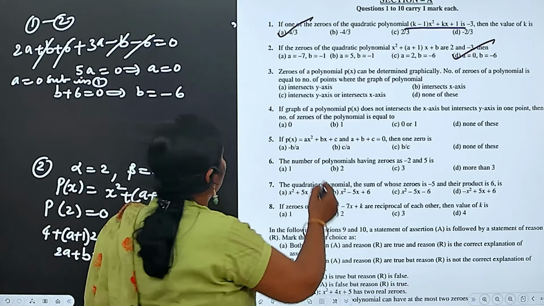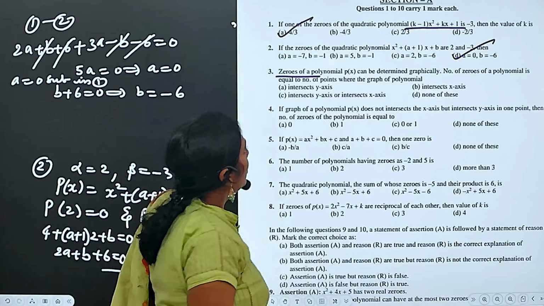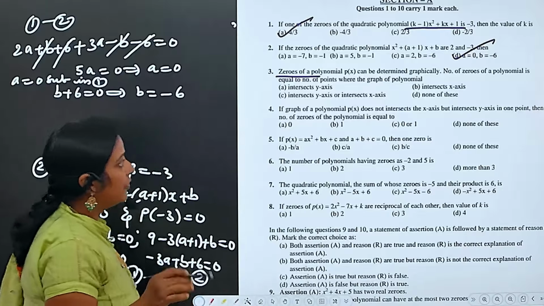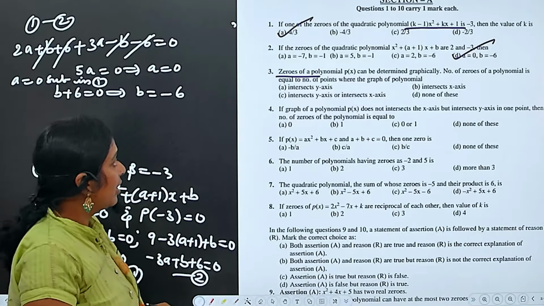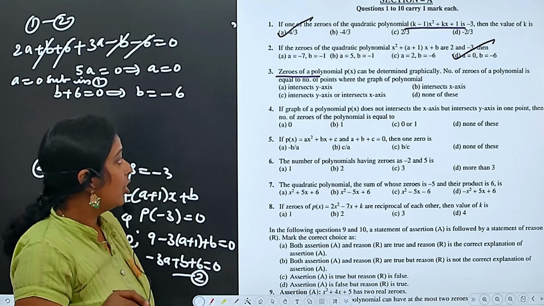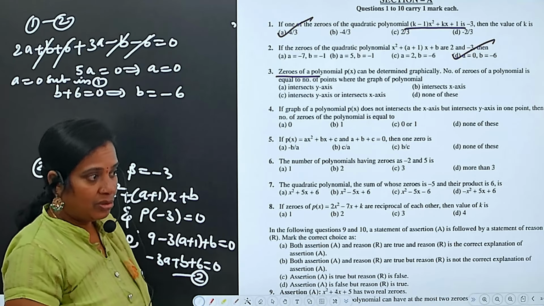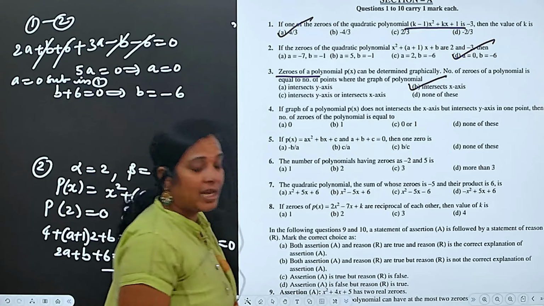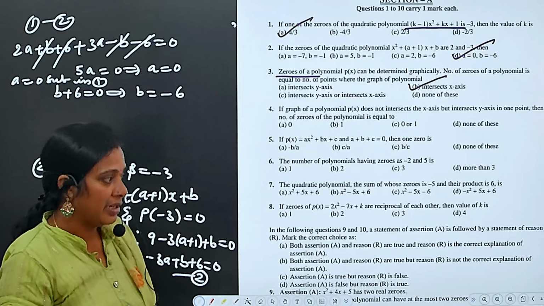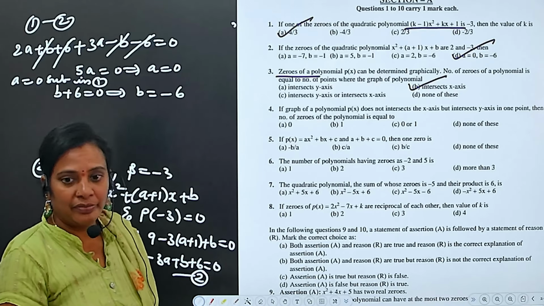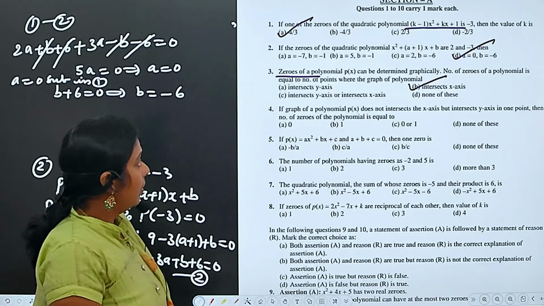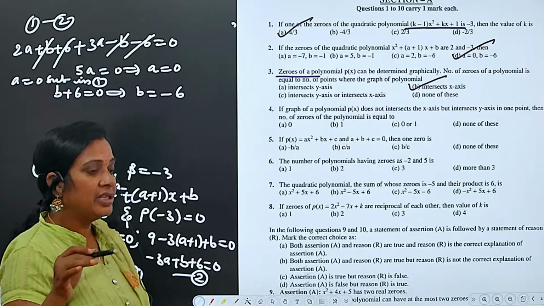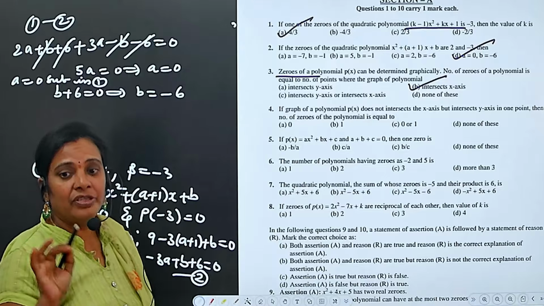Adi kuda doubt vastundi. Third question. Zeros of the polynomial P of x can be determined graphically. Number of zeros of a polynomial is equal to number of points where the graph of polynomial intersects y-axis? No, intersects x-axis. x-axis ని the graph అనేది ఎన్నిసార్లు ఇంటర్సెక్ట్ చేస్తే అన్ని జీరోస్ ఉంటున్నాయి అన్నట్టు. ఇంతకు ముందే మనం చెప్పాము లాస్ట్ పాయింట్. No, only the curve intersects x-axis. How many times? That number of zeros are there in that curve.